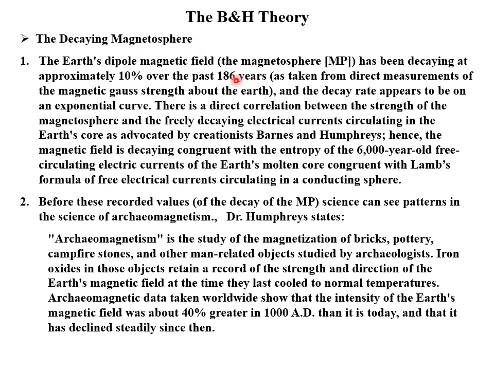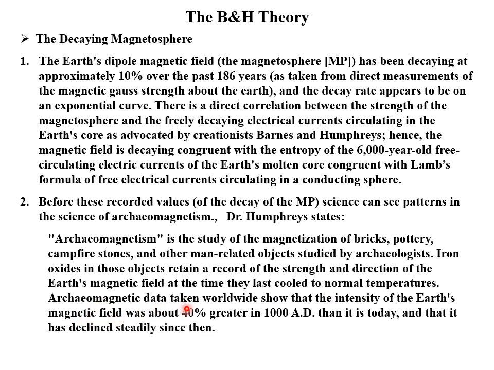Before these records, before 186 years, these recorded values of the decay of the magnetosphere, science can see patterns in the science of archaeomagnetism. Okay. Dr. Humphrey states, archaeomagnetism is a study of magnetization of bricks, pottery, campfire stones, and other man-related objects studied by archaeologists. Iron oxides in those objects retain a record of the strength and direction of the Earth's magnetic field at the time they last cooled to normal temperatures.